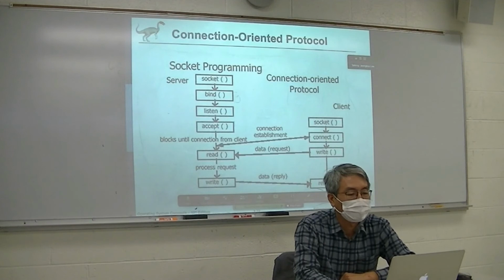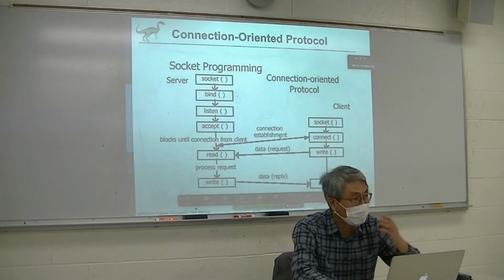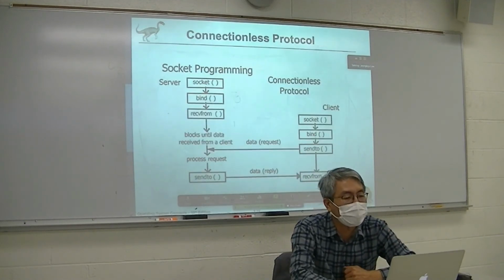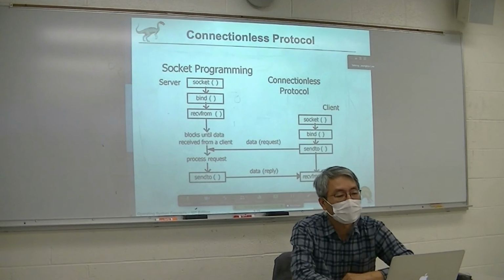Okay. So the difference is that for TCP, the connection is first established, then you send the request and receive the data. On the other hand, for UDP, you just send the request and the data, whether or not the connection is made.